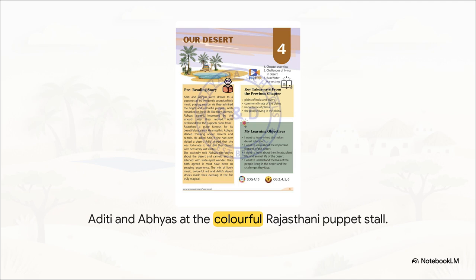He started picturing these vast deserts and tall camels. Aditi told him she actually visited the Thar Desert last winter with her family. She told him all about the lively music, the colorful art, and that magical sand. Hearing her stories made Abyas want to learn absolutely everything about the desert. And you know what? That is exactly what we are going to do today.